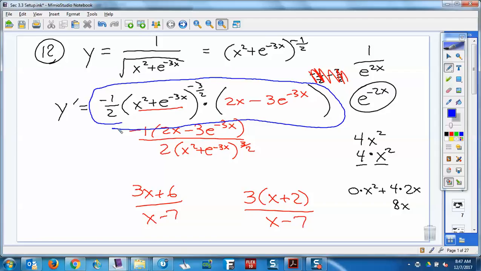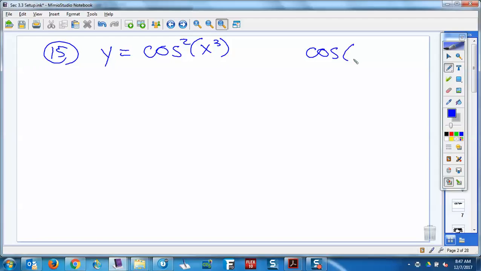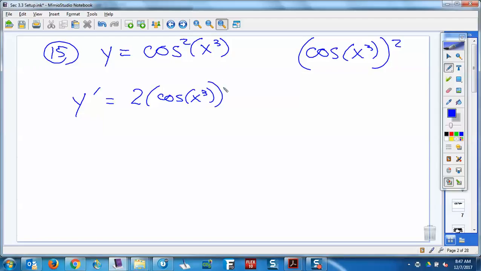What else? 15? What was 15? Cosine squared of this right here. Okay? So that's very similar to the one we did yesterday, where you better write it this way first. Right? So, step 1. Derivative of the outside. Bring the 2 down. Leave the cosine alone to the first. Right? Times. Big parenthesis. Right?